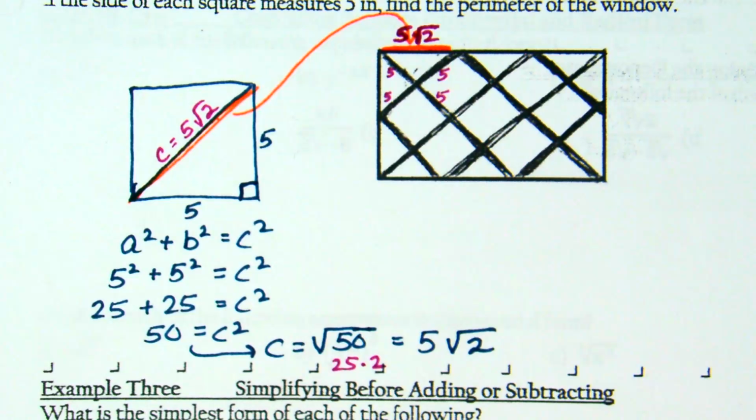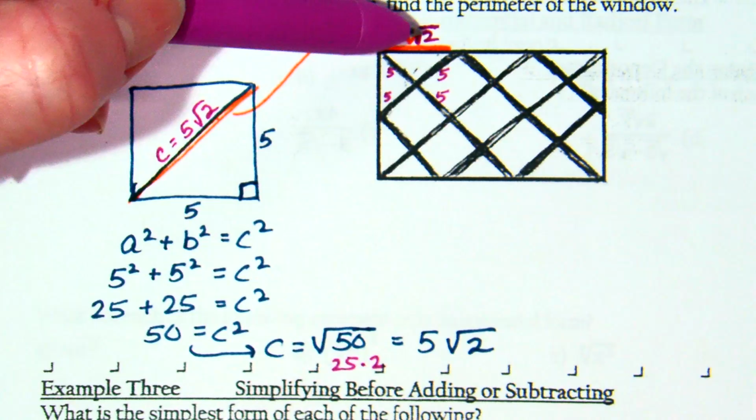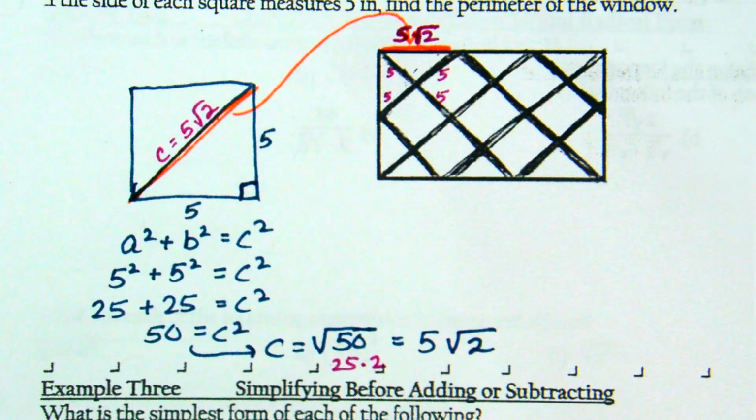I don't have the actual stained glass window in front of me, so no, I can't use a tape measure. Drawn perfectly to scale. Okay. So what else can you tell me here? All I've written in right now is that this piece right here is 5 square root of 2.